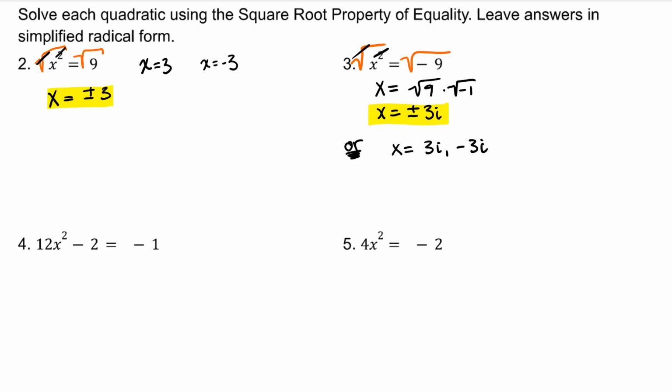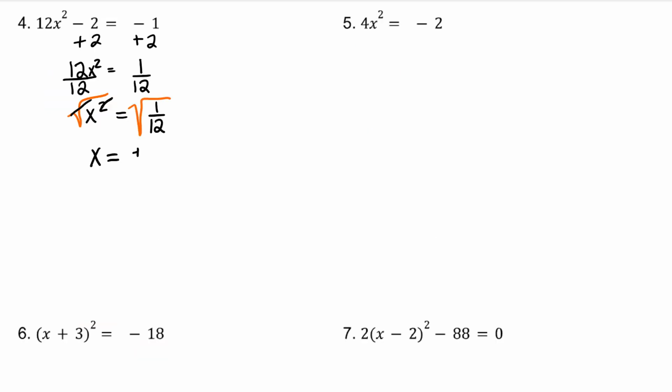For number 4, the squared term is not yet isolated, so we need to do that. Treat it just like you would solve an equation where the x squared is just an x, but then at the end we'll need to use square root property of equality. Now that the squared term is isolated, square root both sides. x is equal to positive or negative square root of 1 over 12.